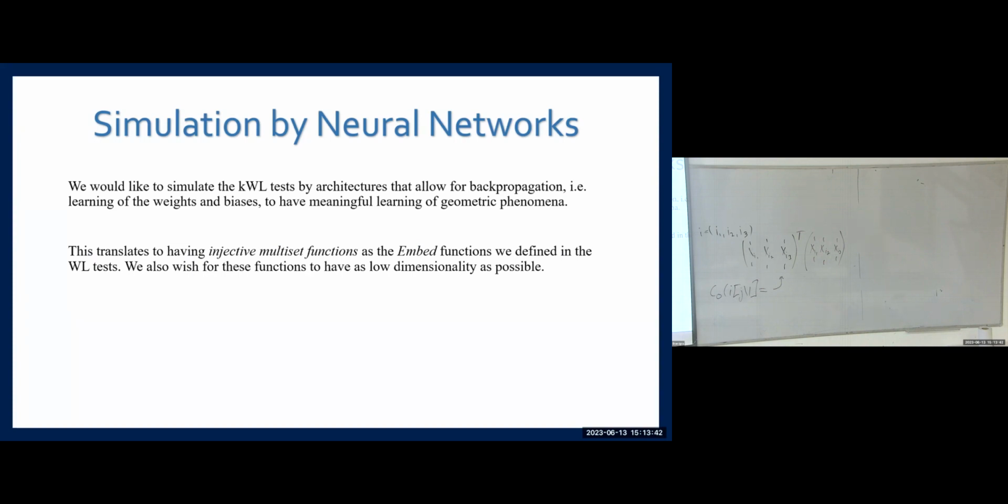So all we need to do is define set embeddings that are injective, right? When we define WL, we have this hash function that is one-to-one. And in a general case, it's very hard to define these functions using a neural network that will be one-to-one. So how do we do that?